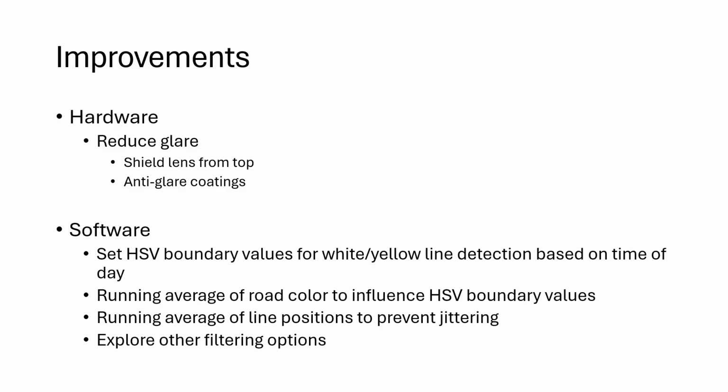There are quite a few improvements that could be made to this algorithm as well as the hardware involved in it. Hardware-wise, it would be good to reduce glare. The camera was mounted on the inside of the windshield, so there is glare from the windshield itself. It would be good to have a camera that's mounted such that there's nothing between the lens and the outside, rather than having to pass through an additional windshield layer.